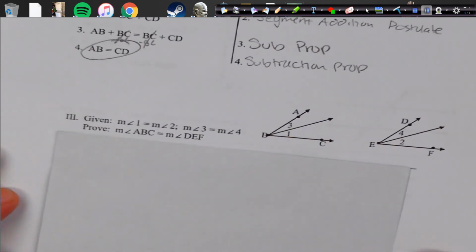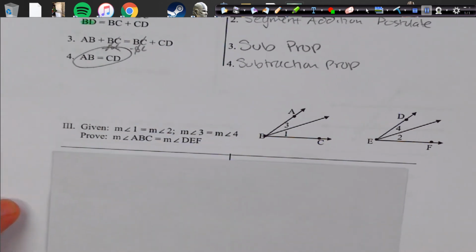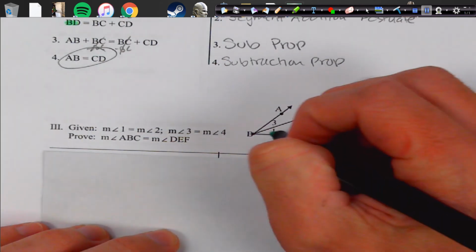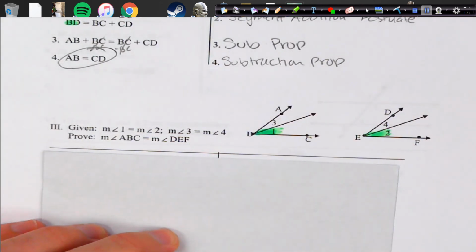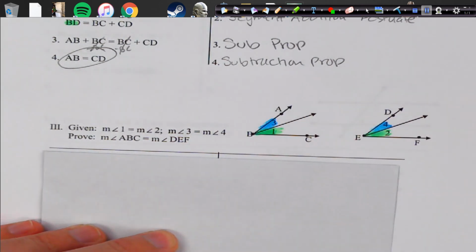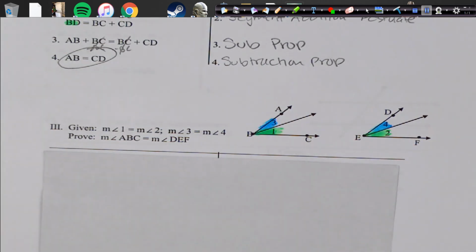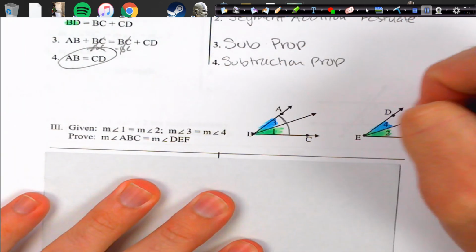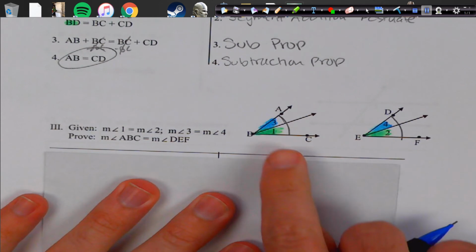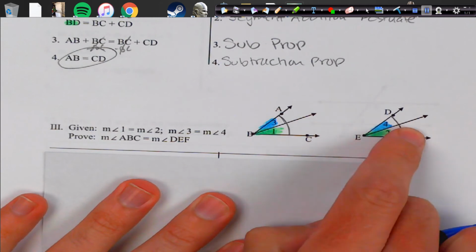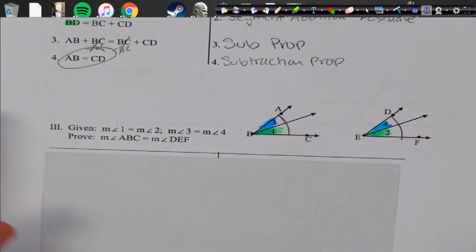Number 3. Measure 1 equals measure 2. Angle 1 equals angle 2. Angle 3 equals angle 4. Okay, show that angle ABC is equal to angle DEF. Well, if these two are the same, obviously this piece and this piece are going to be congruent, right? Because if that's 30 degrees, that's 30 degrees. If blue is 40 degrees, that's 40 degrees, which means this would be 70 and that would be 70. So this makes logical sense. So let's take this step by step.